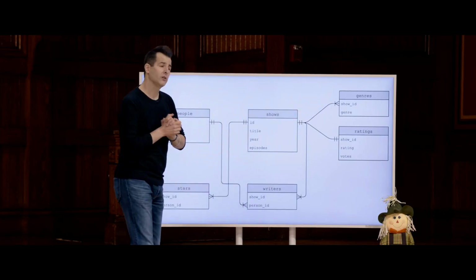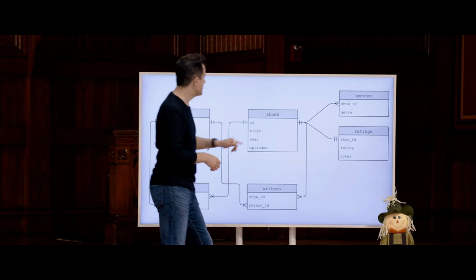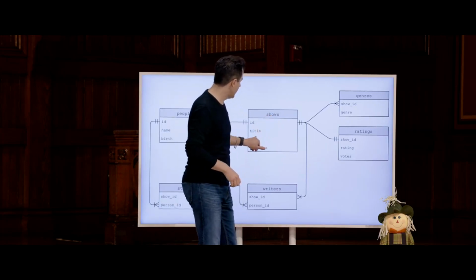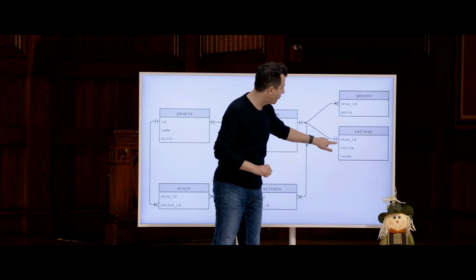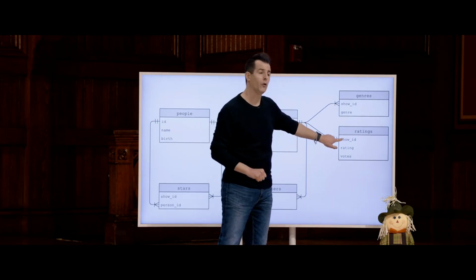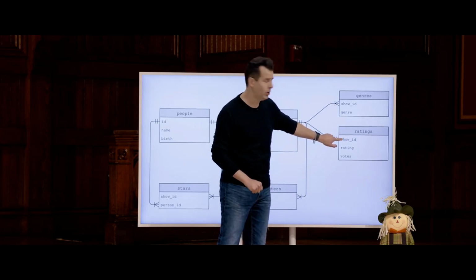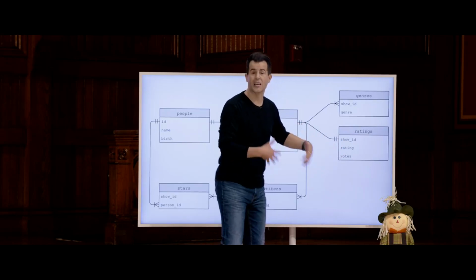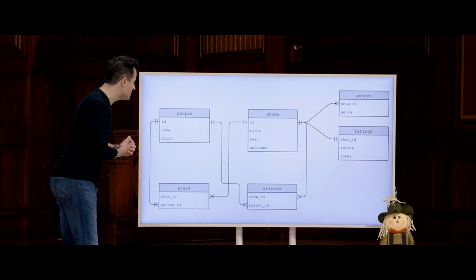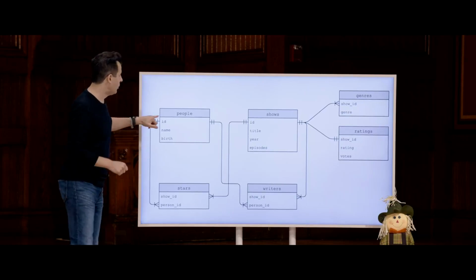Meanwhile, ratings work the same way, at least in this case. A show has ID, title, year, and episodes. But if you want to figure out its rating, you have to kind of follow the arrow here, so to speak, and look up the corresponding show ID in this table, find the rating of that show, and the total number of ratings. So that's been factored out, too, for better or for worse. Now let's consider people.